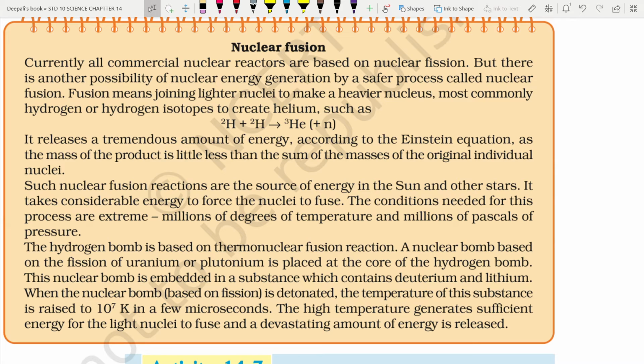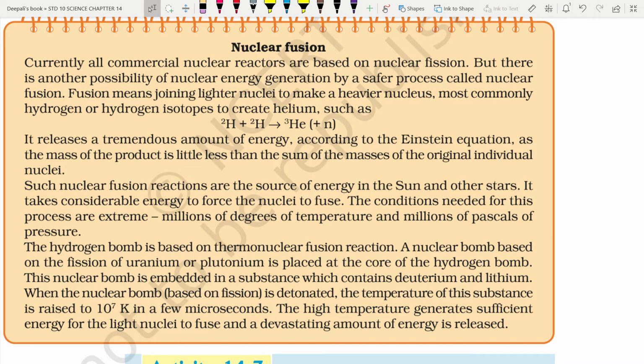It releases a tremendous amount of energy according to Einstein's equation, as the mass of the product is a little less than the sum of the masses of the original individual nuclei. Such nuclear fusion reactions are the source of energy in the sun and other stars. It takes considerable energy to force the nuclei to fuse. The conditions needed for this process are extreme: millions of degrees of temperature and millions of pascals of pressure. So this is not a feasible method which can be used.